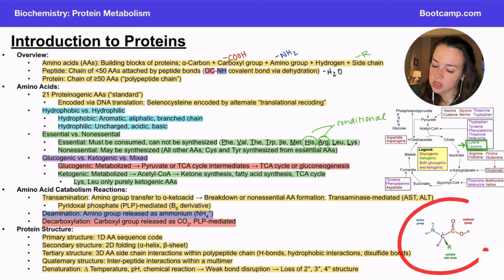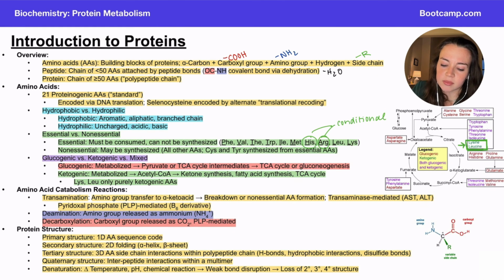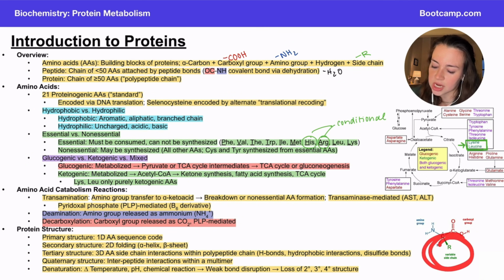We learned about the structure of amino acids and how they could come together to form peptide bonds to make amino acid chains called peptides, or if they were longer, full proteins. Every amino acid has a variable side chain, or R group, that makes it unique. There are 21 proteinogenic amino acids in the body. However, really, for the purposes of step 1, at the time I'm filming this, there are 20.